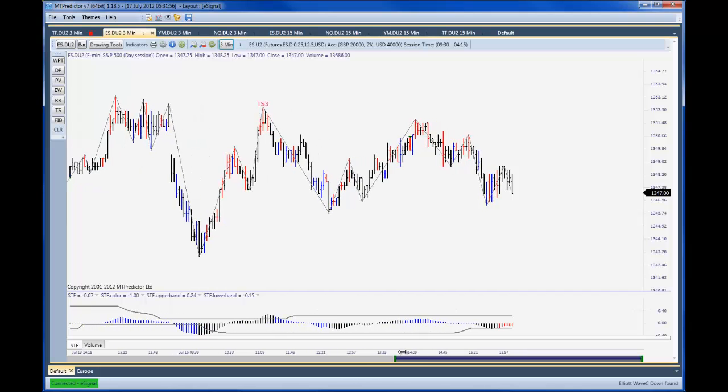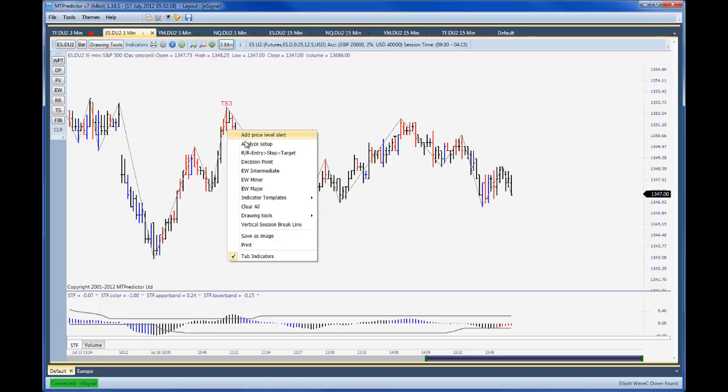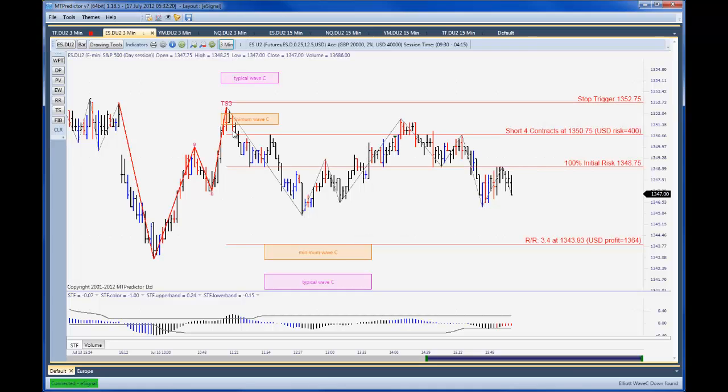In this video I'd like to take a quick look at a setup that unfolded on the ES yesterday. This is the ES chart here, day session, using the new MTPredictor v7 beta, and it was a little tip that I was looking at in yesterday's customer training webinar. If I put the analysis on here, you can see this is a perfectly valid trade setup. The STF at the time was black, so all MTPredictor users will be happy taking this.